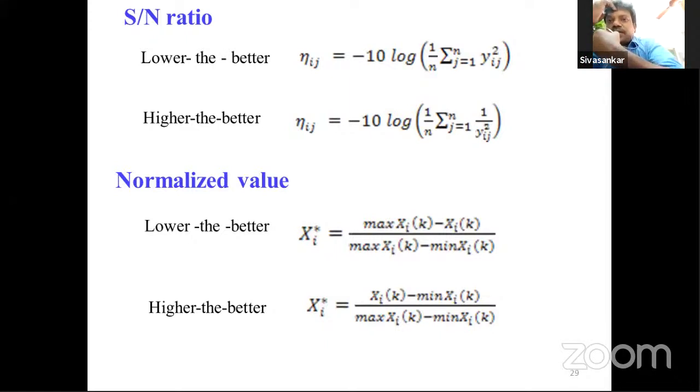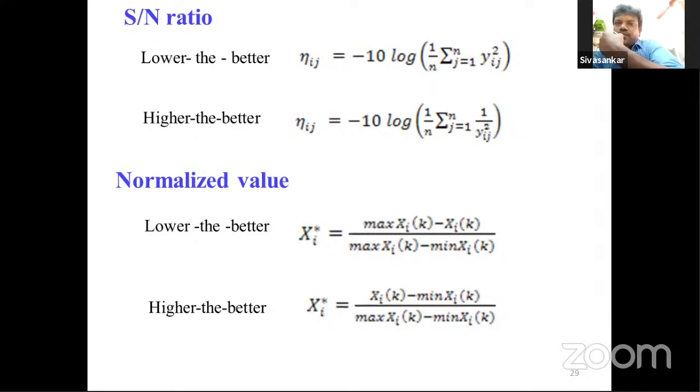There are two equations to calculate the S by N ratio. If lower is better, we have to use the first equation, that is minus 10 log 1 by n into sigma y square. Then higher the better is minus 10 log 1 by n sigma 1 by y square. Right. This is a common formula by which we can calculate the S by N ratio.